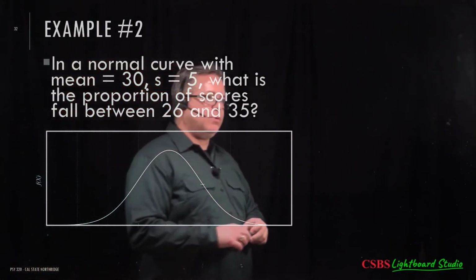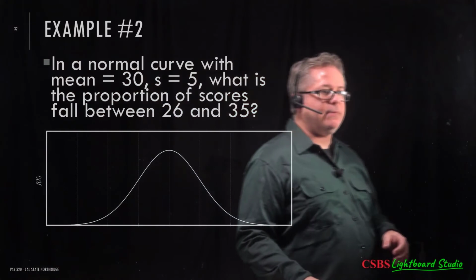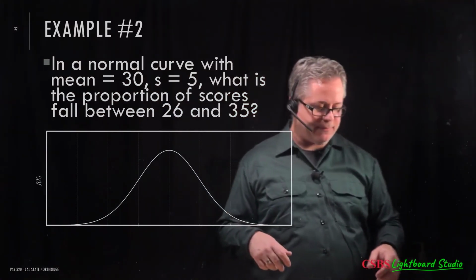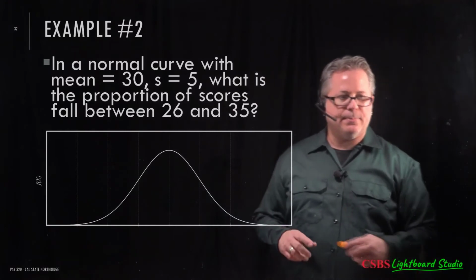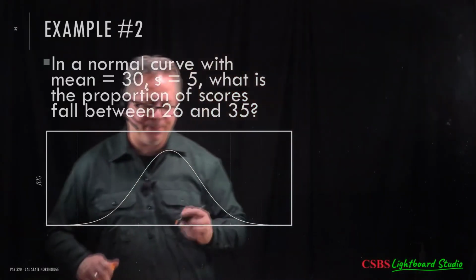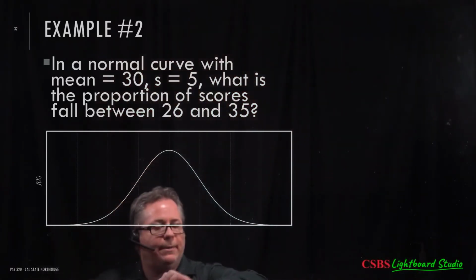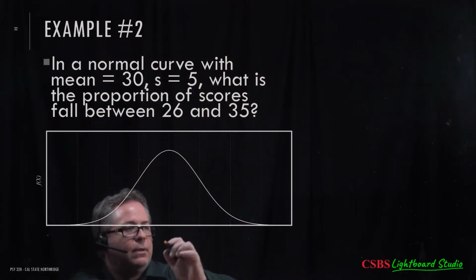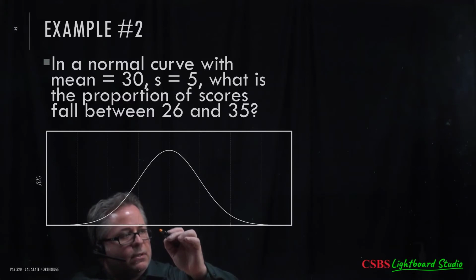So, a normal curve, same thing, mean of 30, standard deviation of 5. What is the proportion of scores that fall between 26 and 35? All right, so let's set this back up again. So we know that the mean is 30.